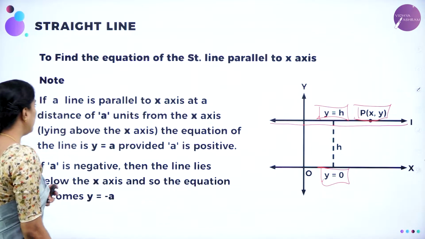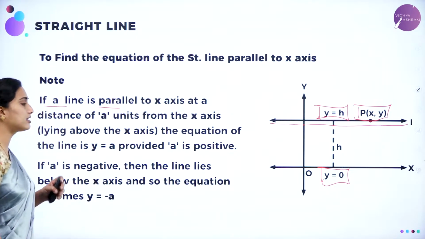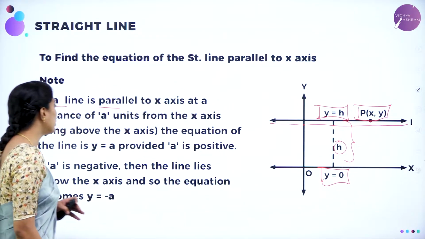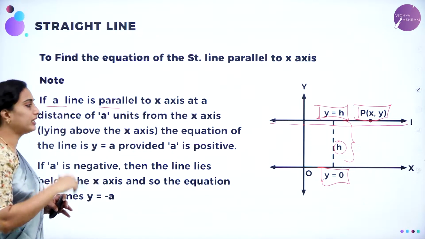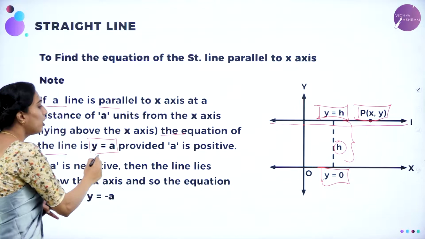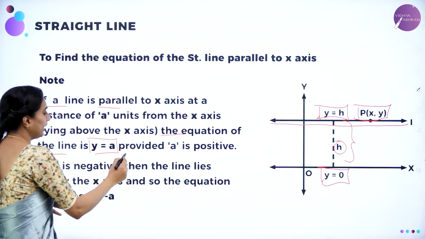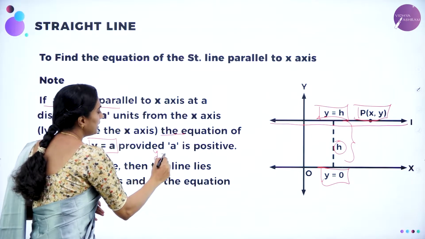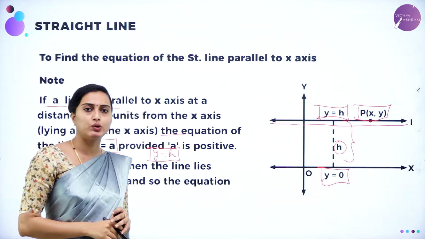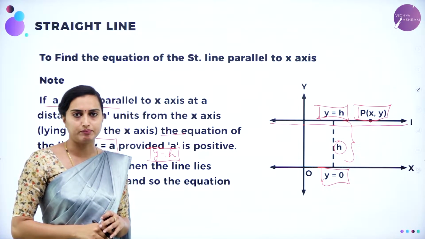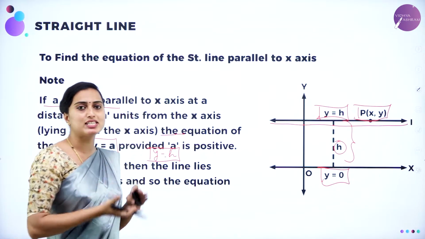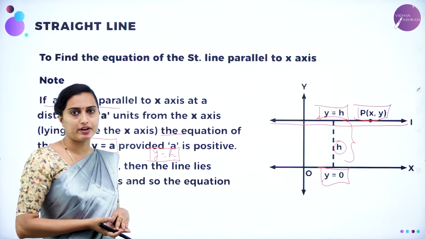So note down, if a line is parallel to the x-axis at a distance of h units, or you can take it as a units, then the equation of the line will be y = a, provided a is positive, or since I have taken h here, y = h, where h is a positive constant because it is moving from the x-axis upward. Above the x-axis is always positive, in the first quadrant, right?